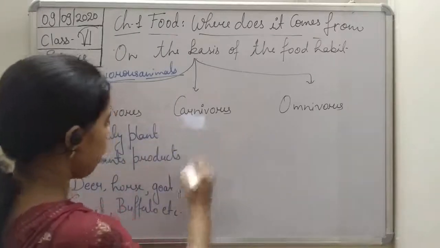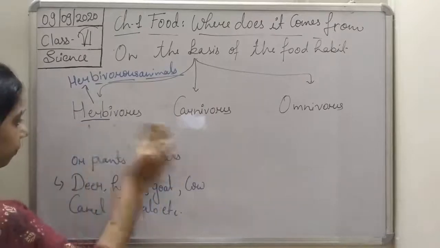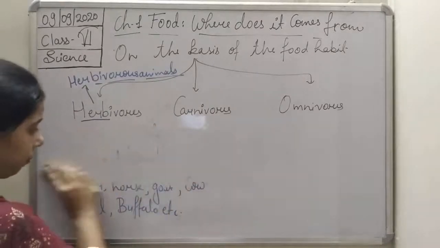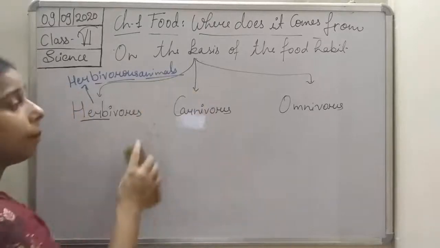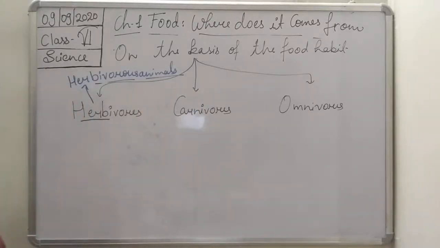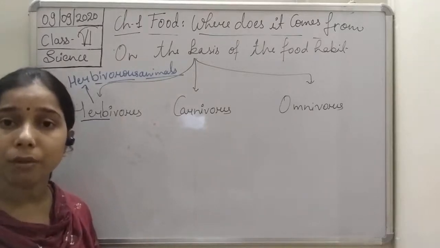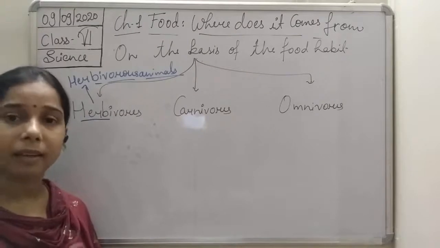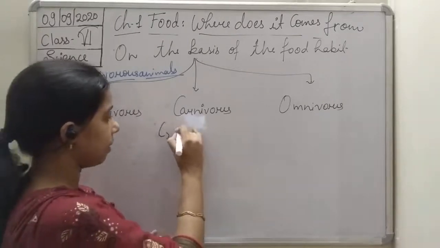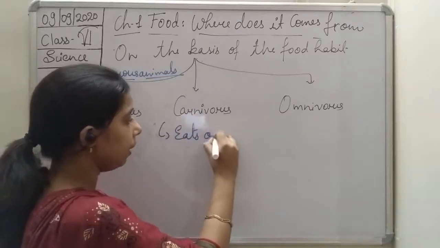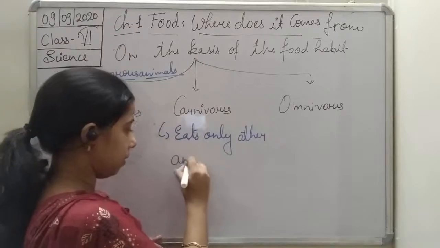Now, in case of a carnivore, students, these are the animals which do not eat the plants directly but indirectly, or we can say these are the animals which eat the other animals only. They do not eat the plant and that of the plant product. So we can say they eat only other animals.